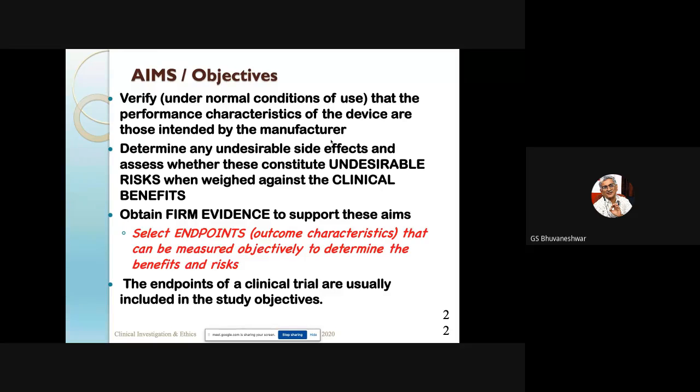So as I said, the endpoints, or the outcome variables or characteristics that you're going to measure, can be measured objectively to determine the benefits and risks. This is one of the challenges in clinical studies: can all the endpoints be measured objectively? Ideally, they should be quantifiable, but sometimes you may need to make it semi-quantitative, as a rating or so on. Occasionally, it may be just a subjective assessment by the clinician. So the endpoints of a clinical investigation or trial are usually included in the study objectives. So please remember that.